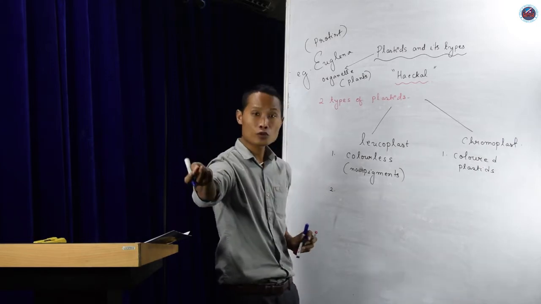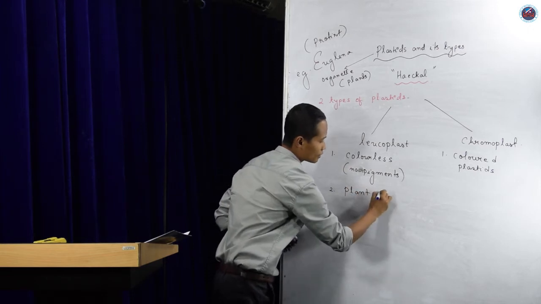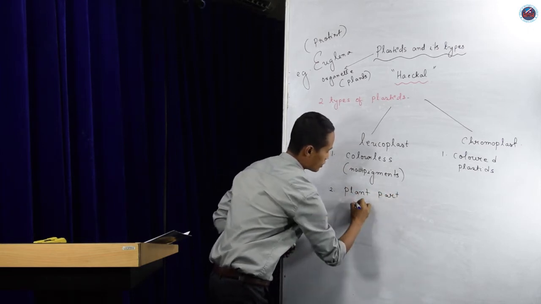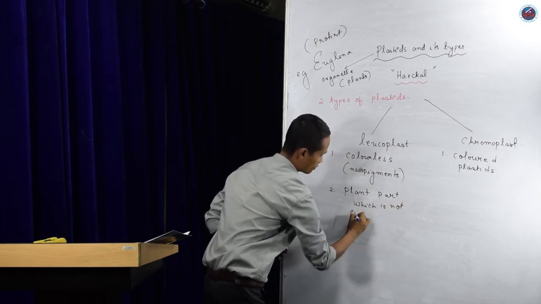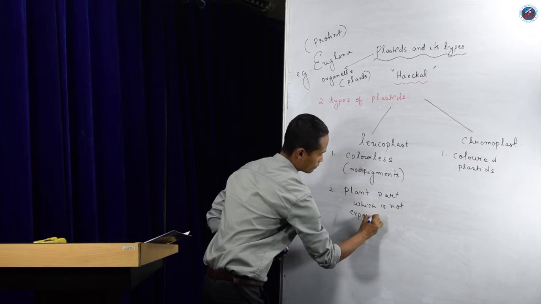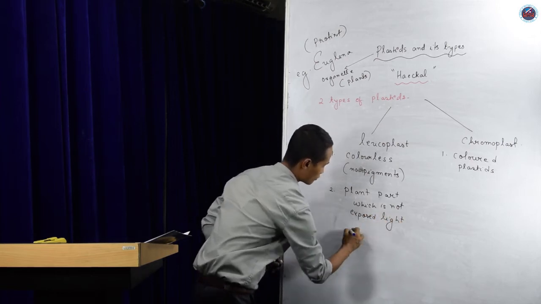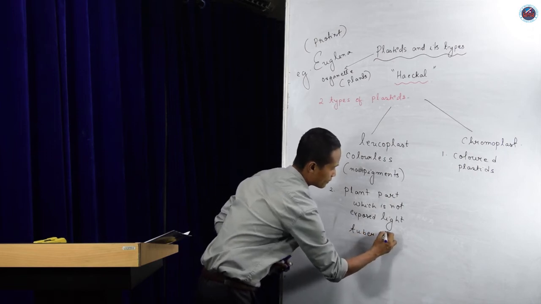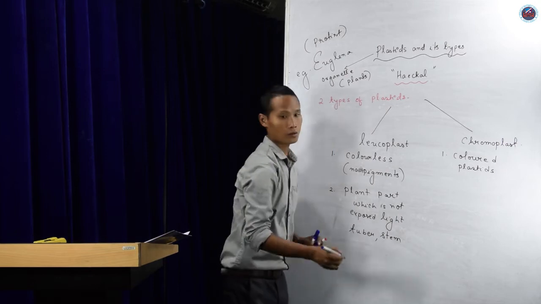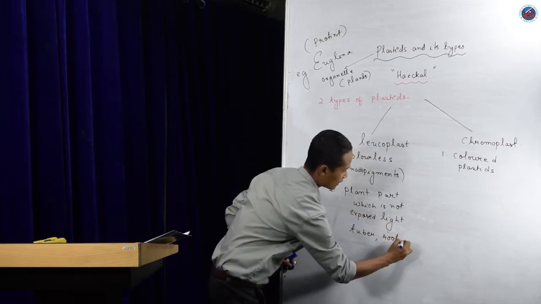which is not exposed to light. An example like tuber, stem, root, and rhizome.